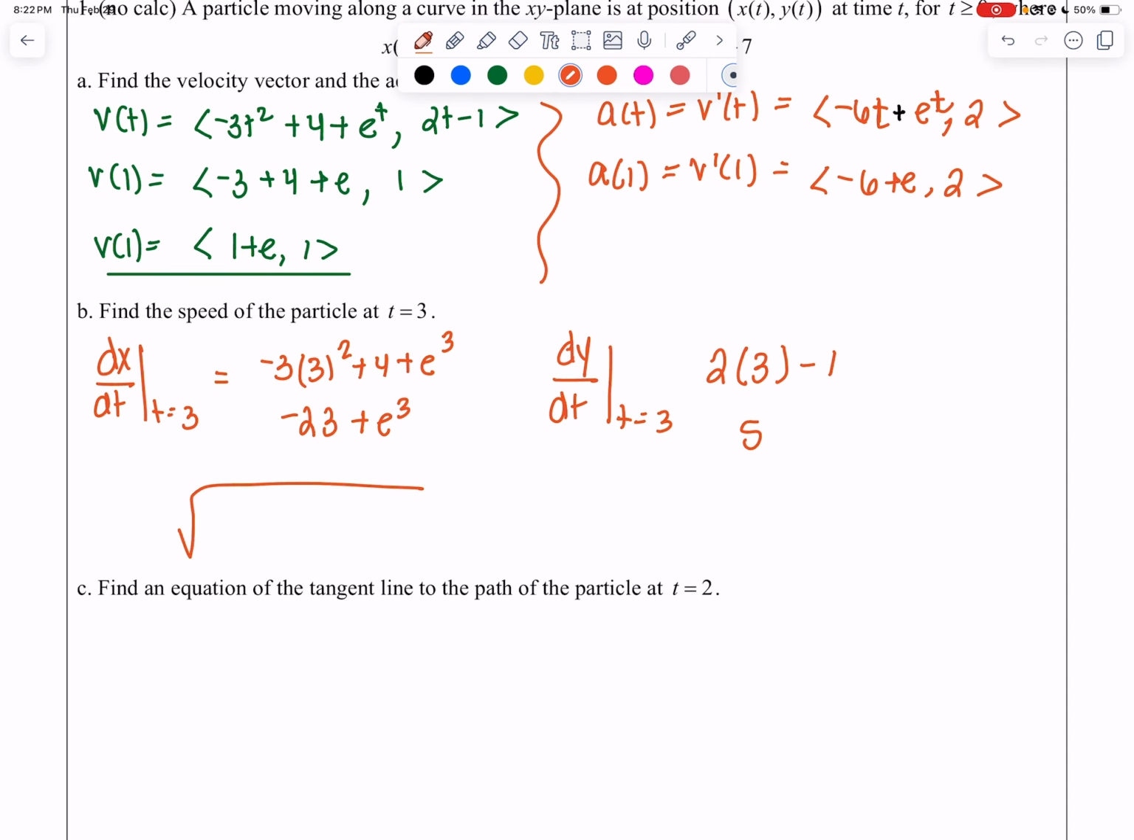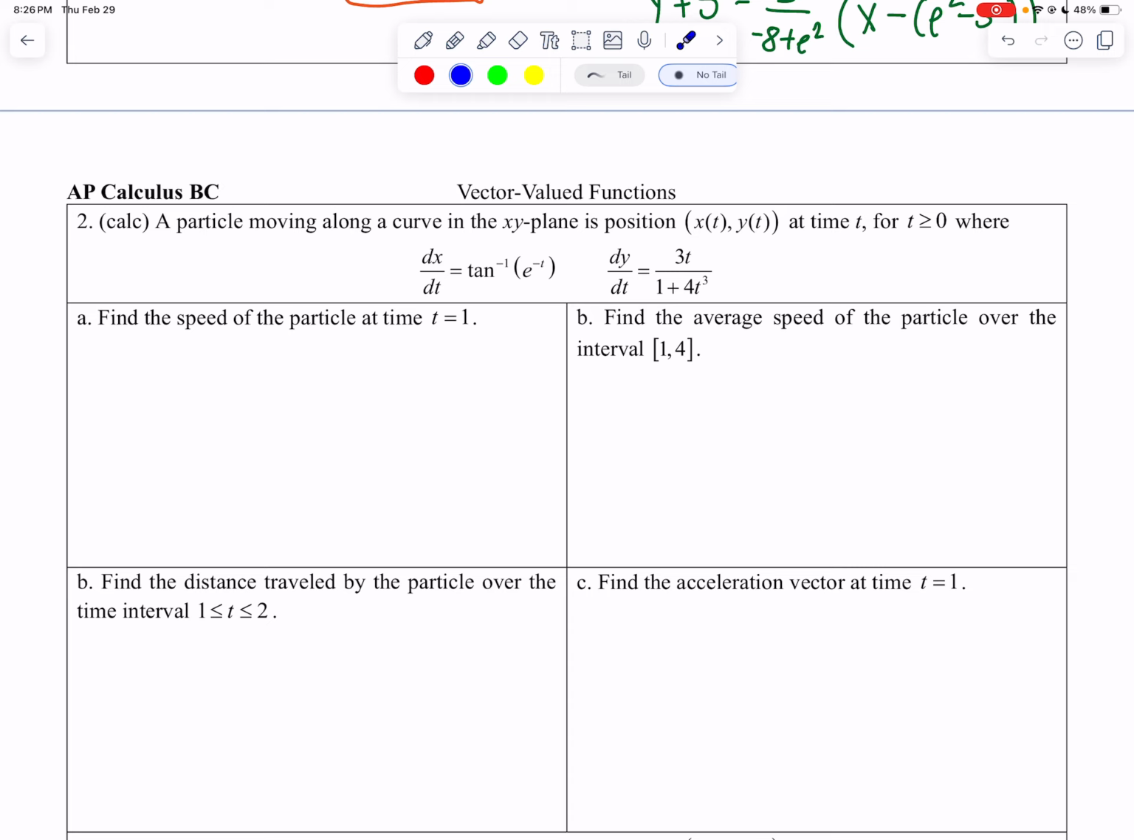I guess most of these require a calculator, so I'm going to show you the tips and tricks of using the calculator. Number 2, we have a particle moving along a curve in the xy plane. dx/dt is inverse tangent of e to the -t. dy/dt is 3t over 1 plus 4t to the third. Part A says find the speed of the particle at time t is equal to 1.